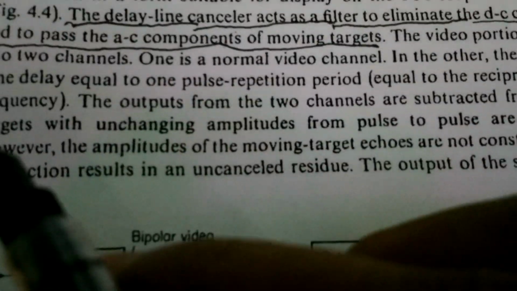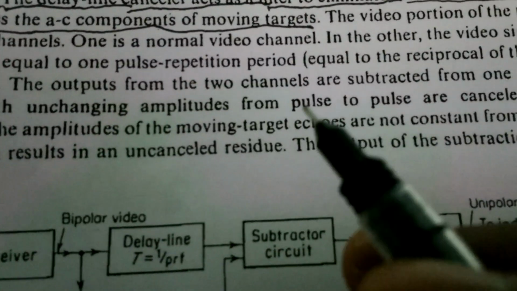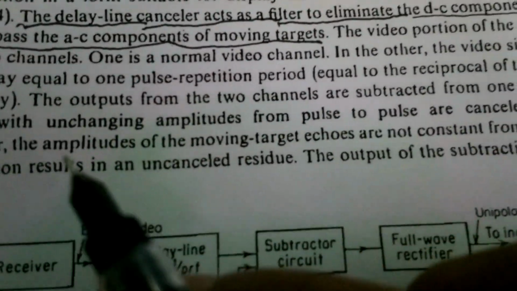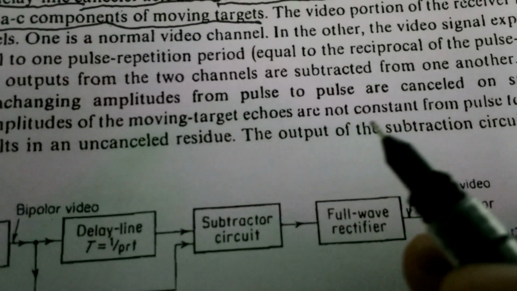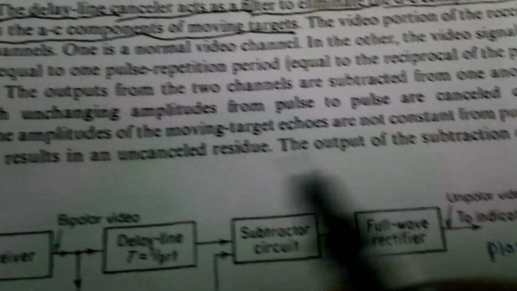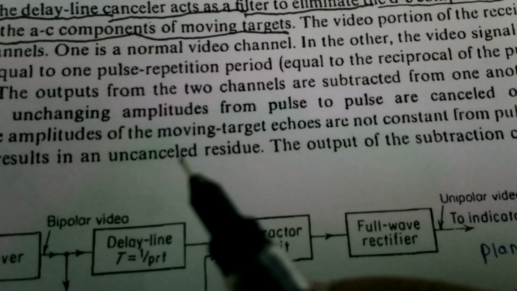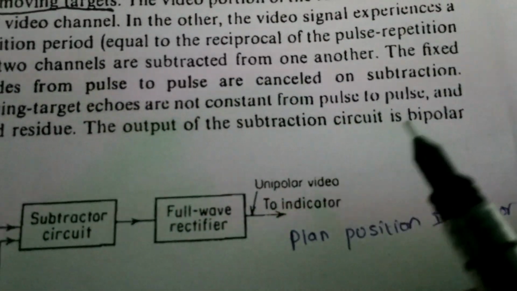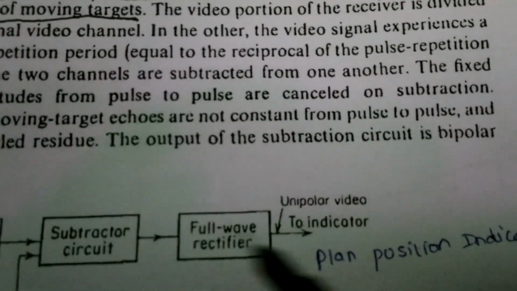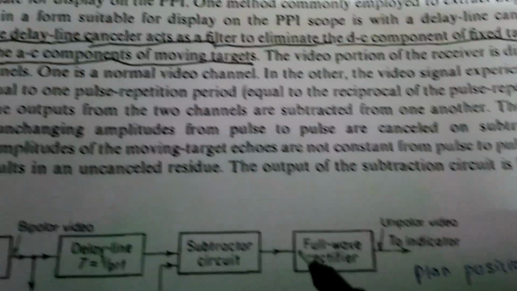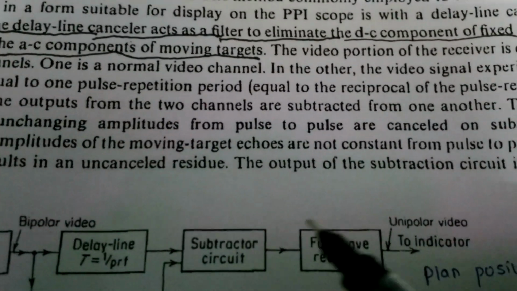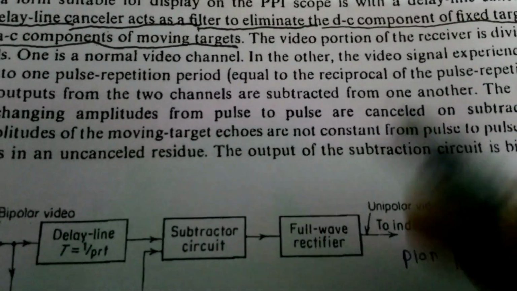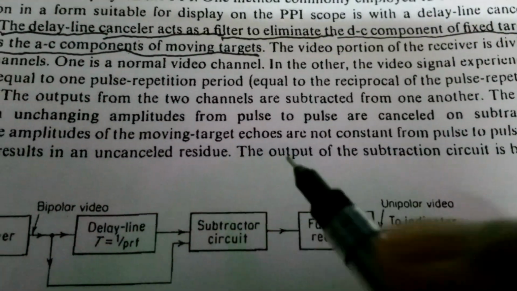The fixed targets with unchanging amplitudes from pulse to pulse are cancelled on subtraction. However, the amplitudes of the moving target echoes are not constant from pulse to pulse, and subtraction results in an uncancelled residue. Is it right? The output of the subtraction circuit is bipolar. To convert this bipolar into unipolar, we are going to use a rectifier here. Full wave rectifier I am going to use. As you are electronic students, you know what is the use of a full wave rectifier over a half wave rectifier, right?